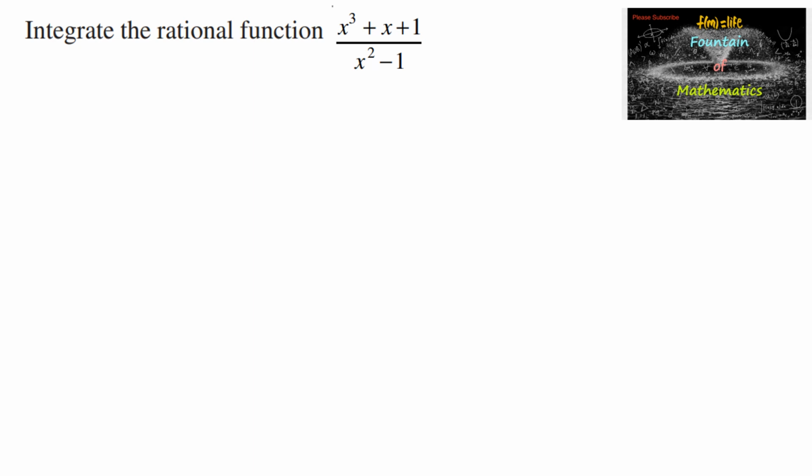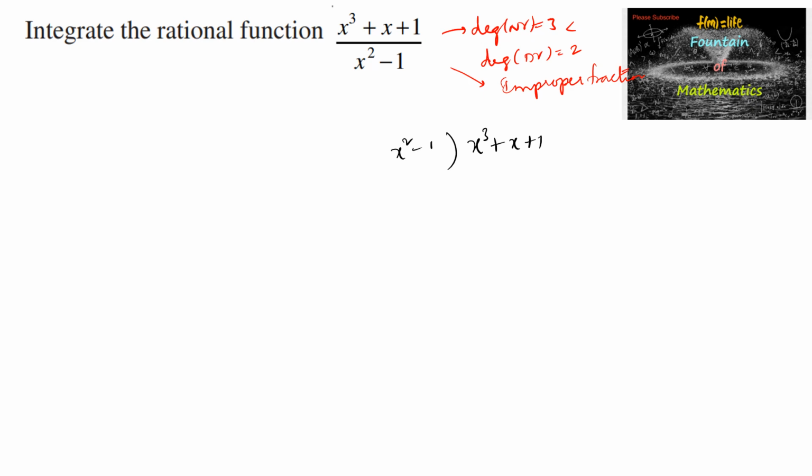Integrate the rational function x power 3 plus x plus 1 upon x square minus 1. Here we can say that the degree of numerator is 3 and the degree of denominator is 2, which is smaller than the numerator degree, and hence we can say that this fraction is an improper fraction. So we cannot resolve improper fractions into partial fractions. First we need to divide it. So let us divide x power 3 plus x plus 1 by x square minus 1.